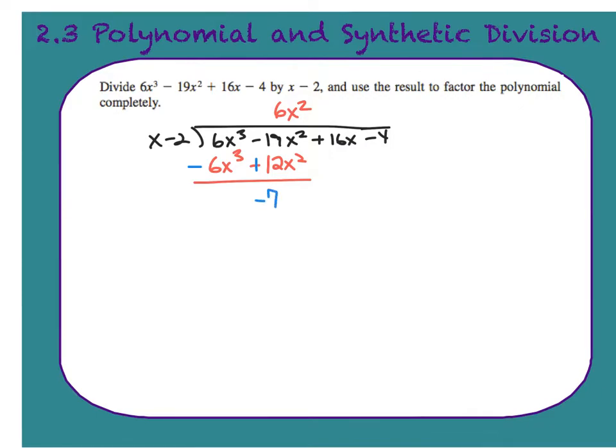And now I have negative 7x squared. And then I drop 16x because Snoop Dogg told me to. So then how do I go from x to negative 7x squared? What times x gives me negative 7x squared? Negative 7x. So now I'm left with negative 7x squared and then plus 14x, right?